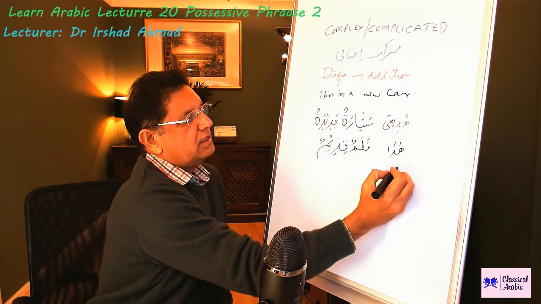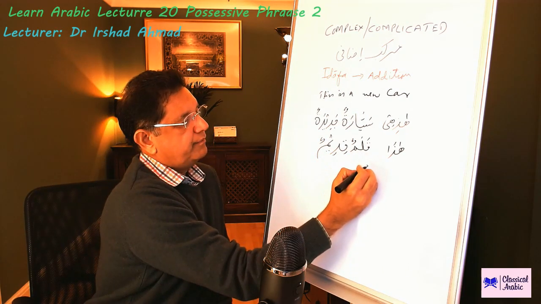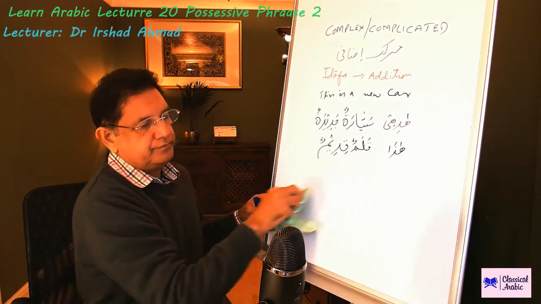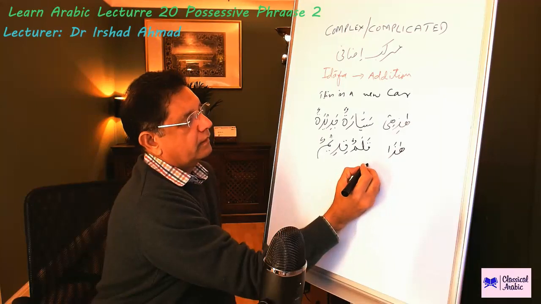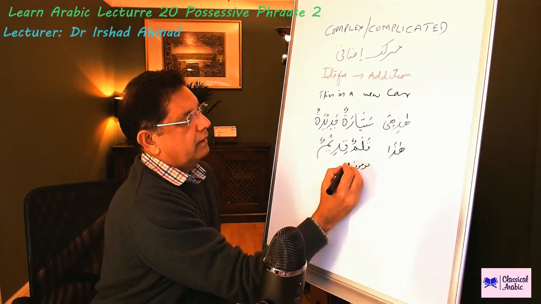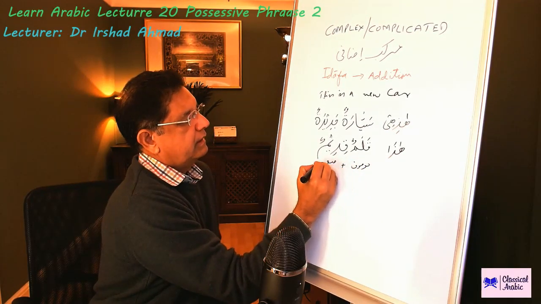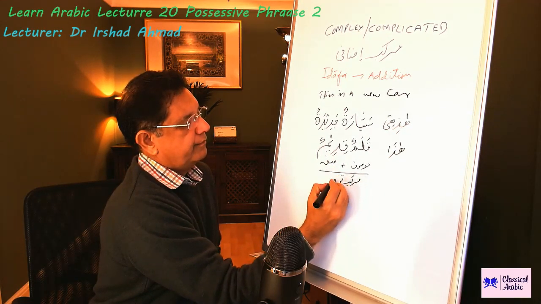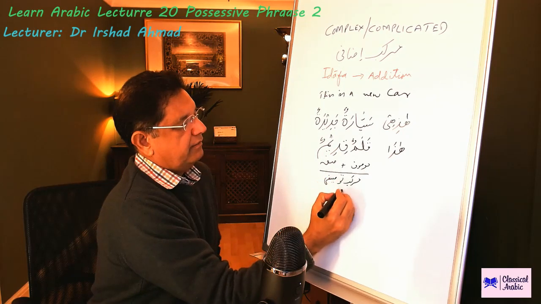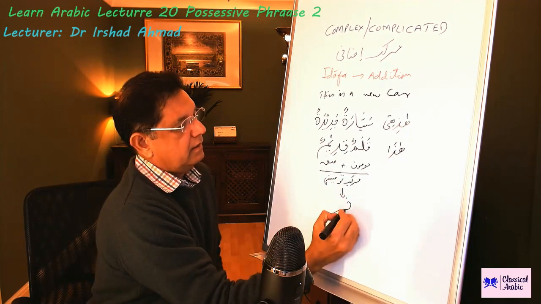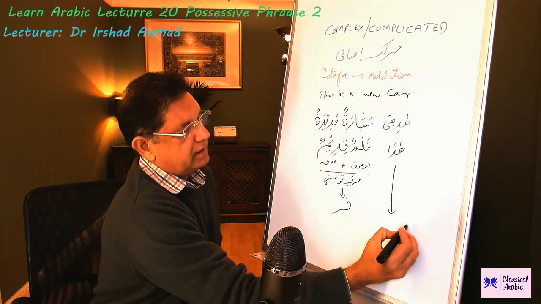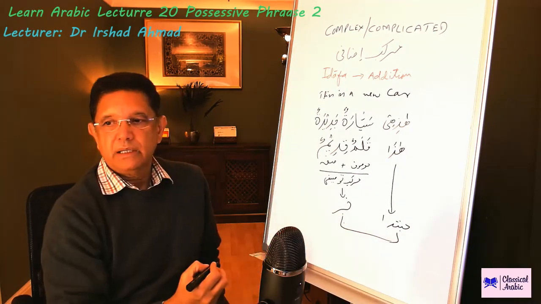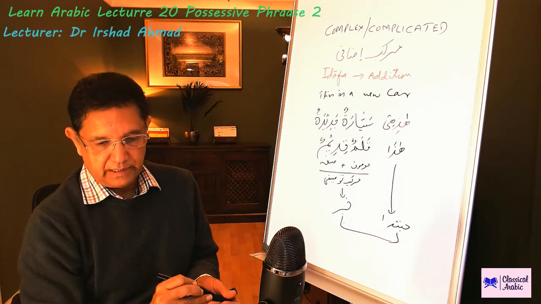So Haza is our Mubtada. This is Mawsoof. This is Sifa. They combine to make Murakkab Tawsifi, which is our Khabar here, and Haza is Mubtada, and Mubtada and Khabar combine to make Jumla Ismiya Khabariya.